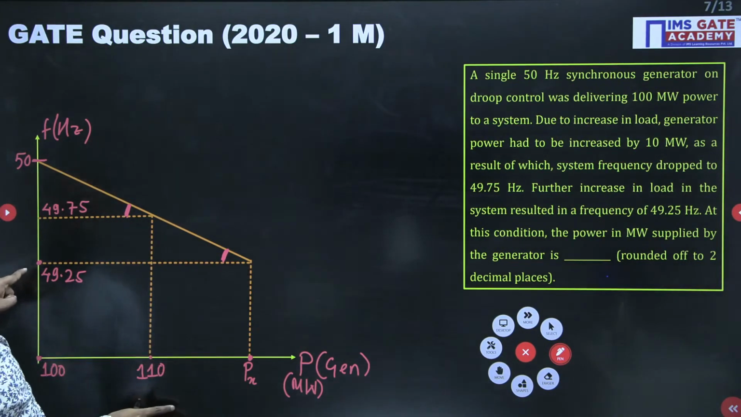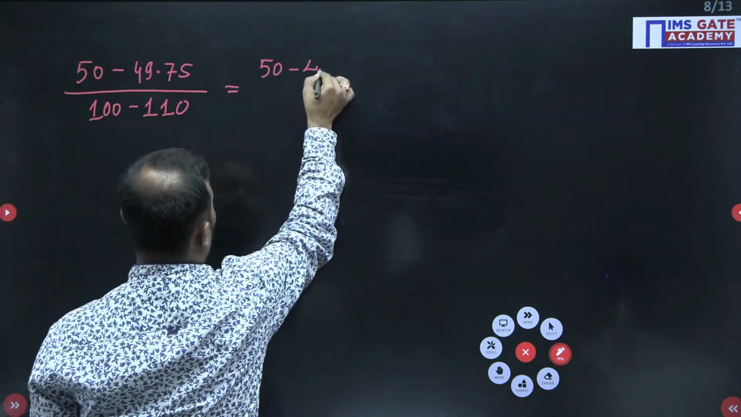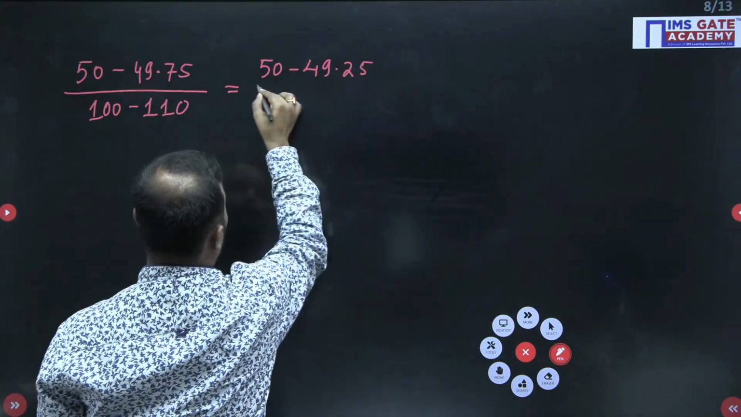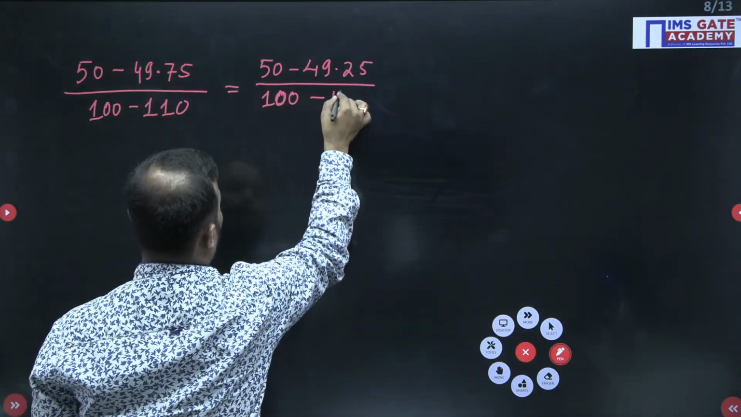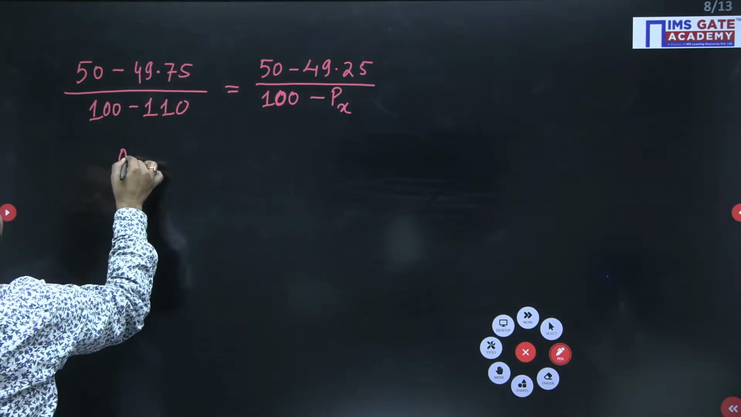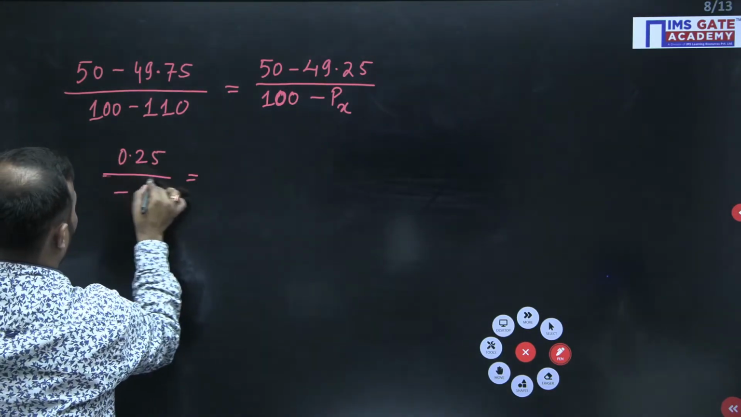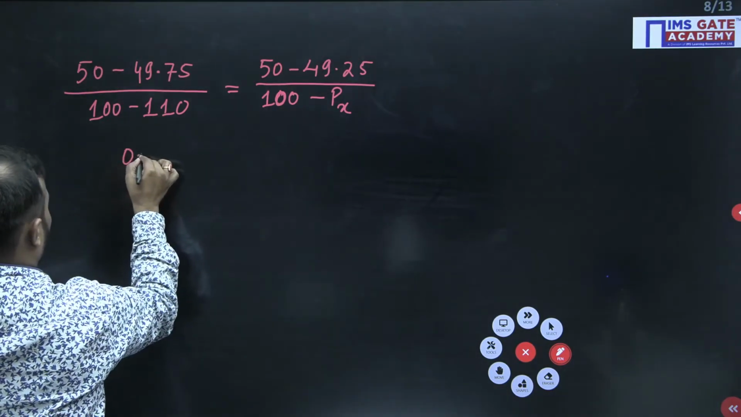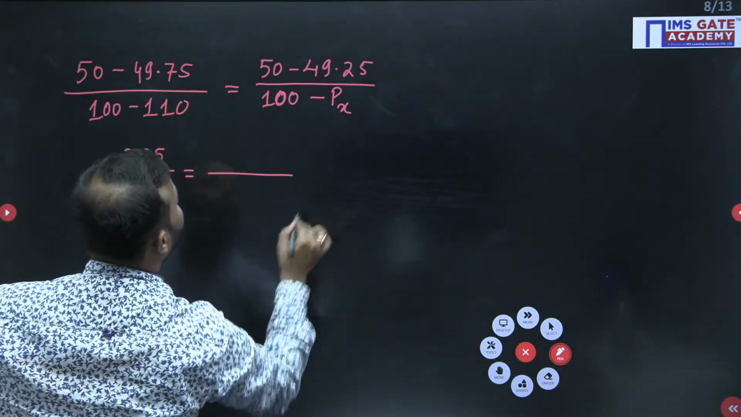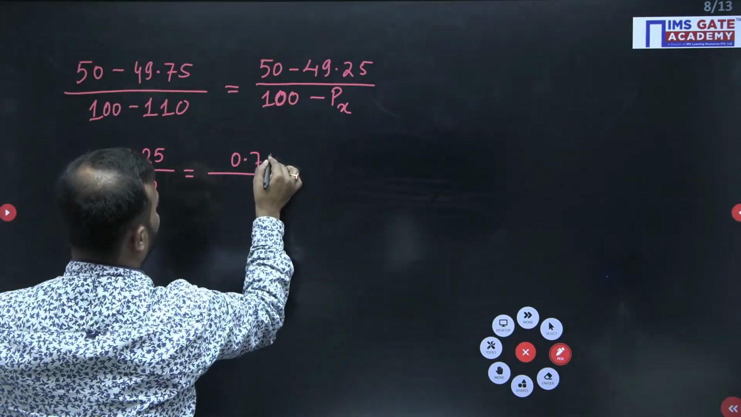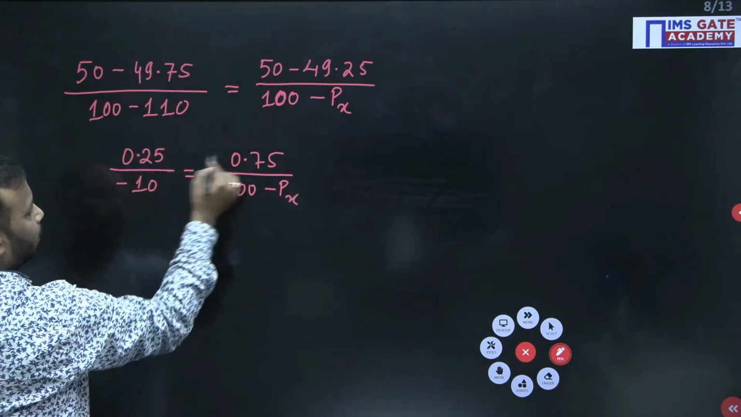Next, let me consider this bigger one. 50 minus 49.25 whole divided by 100 minus Px. Tell me, how much is it coming? This is 0.25 divided by minus 10. This is equal to 0.75 divided by 100 minus Px. So this will cancel, here it will be 3.